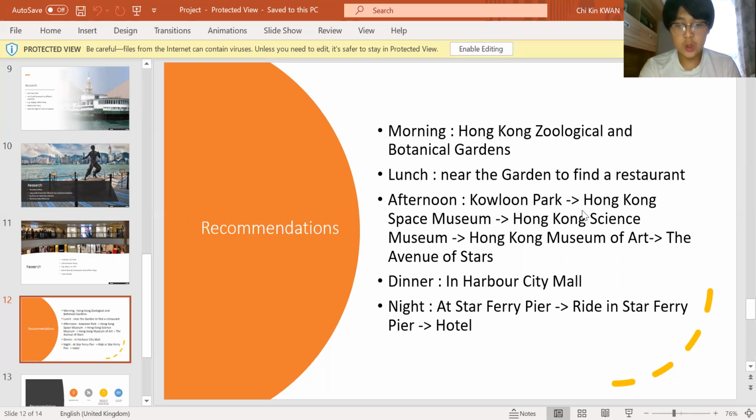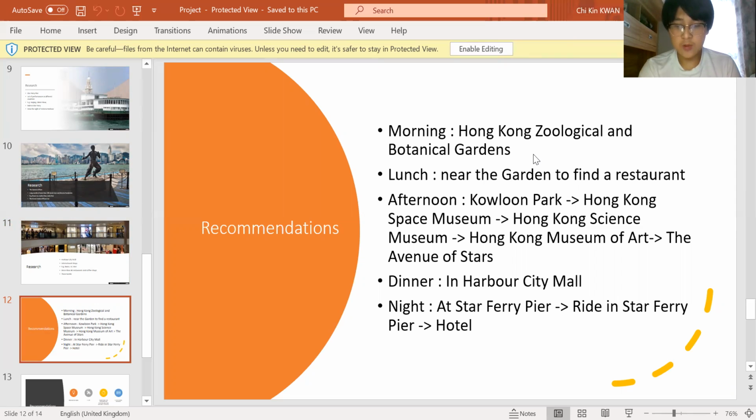Then they can choose two from these three museums according to their interests and time. And I will recommend them to go to Hong Kong Museum of Art and Hong Kong Science Museum because these two museums have more exhibits to see and are bigger than Hong Kong Space Museum. When they finish visiting these two museums, it's nearly dusk. It's a perfect time to watch the beautiful sight of Victoria Harbour.